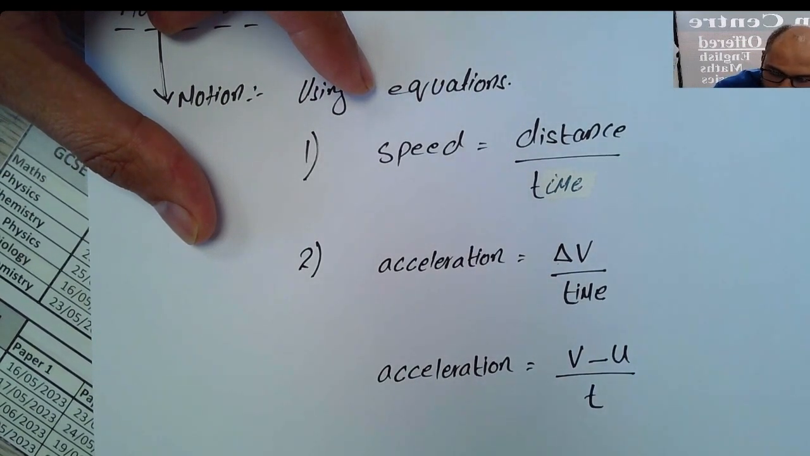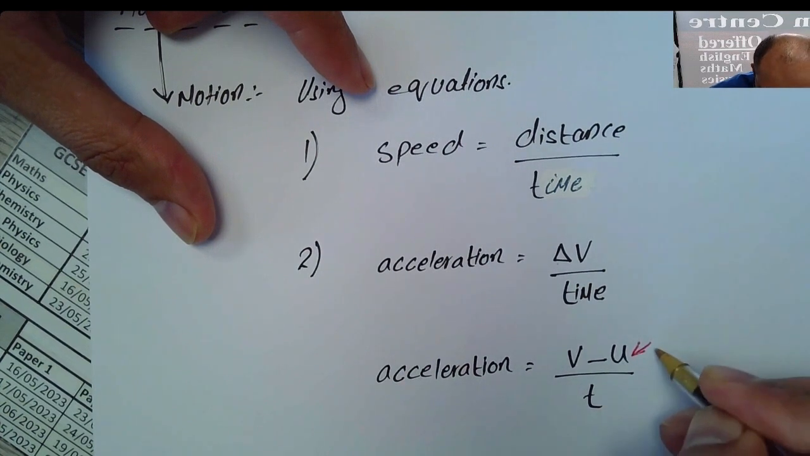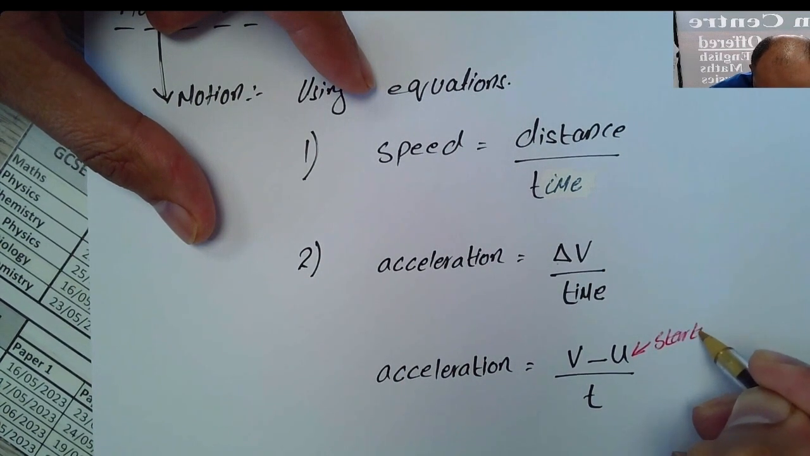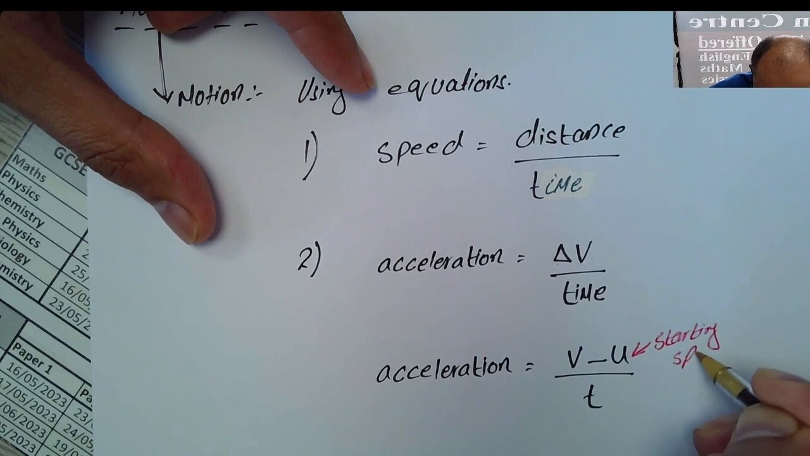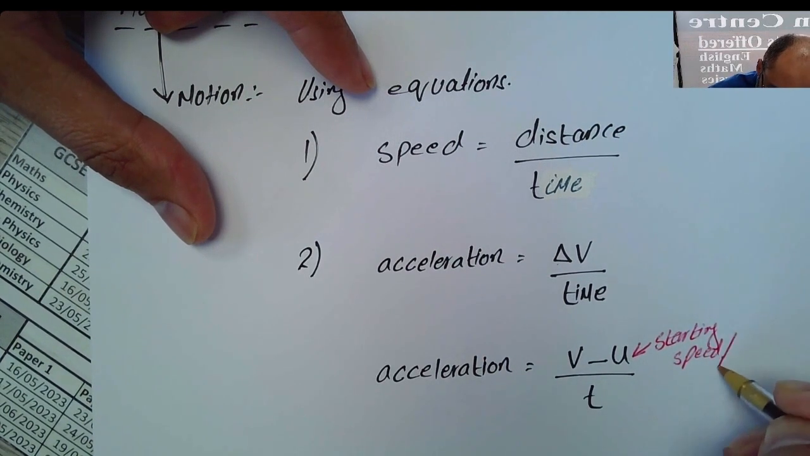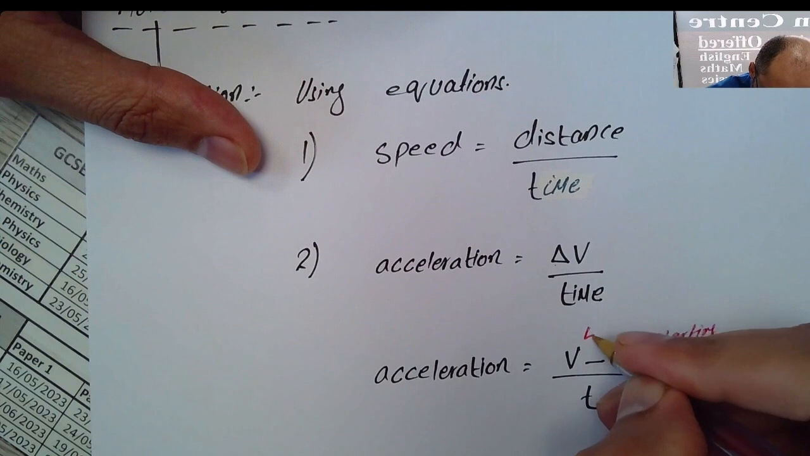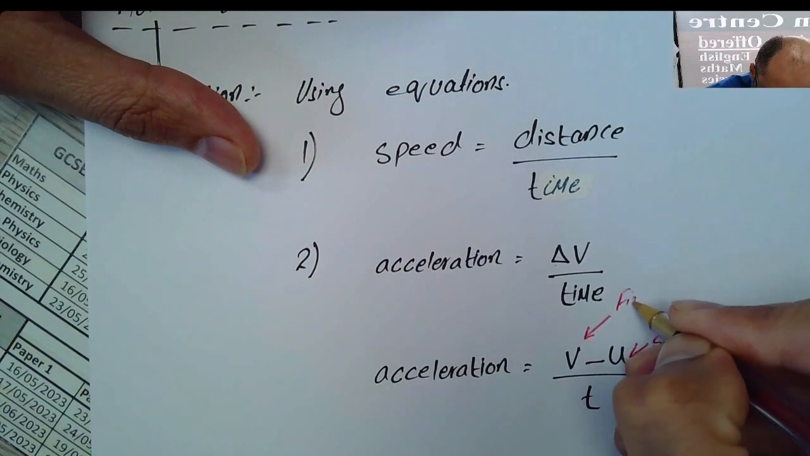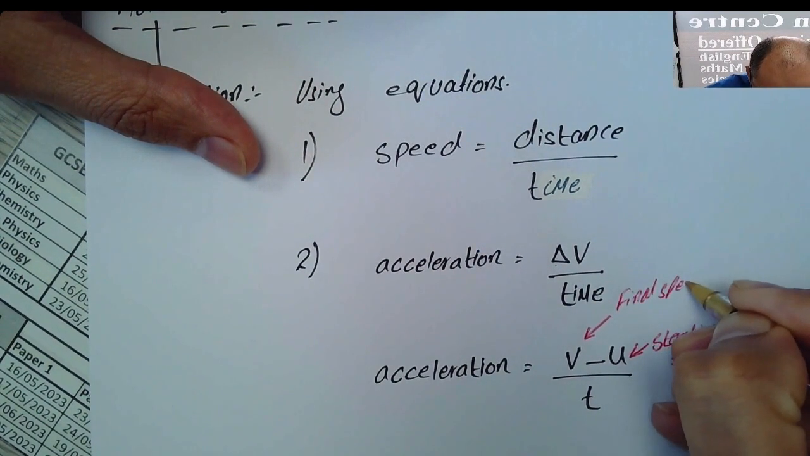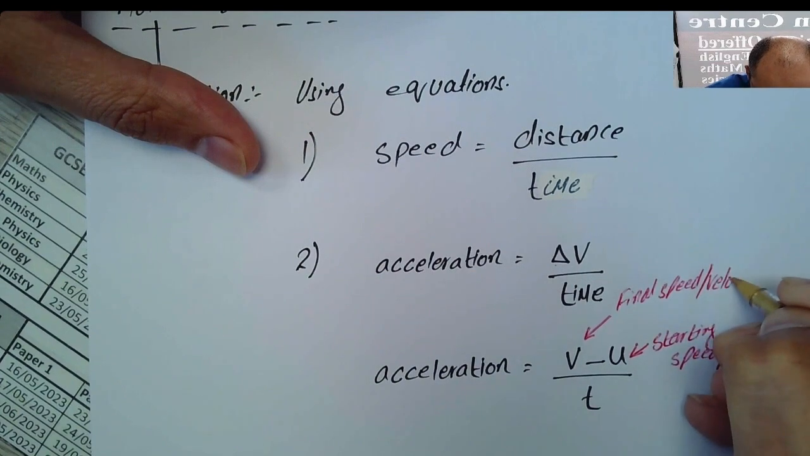You just have to remember here that this u is your starting speed. We should use word velocity, but because in your exam the questions will be only in one direction, so you can use speed or velocity. They are both the same in your case. This will be your final speed slash velocity.